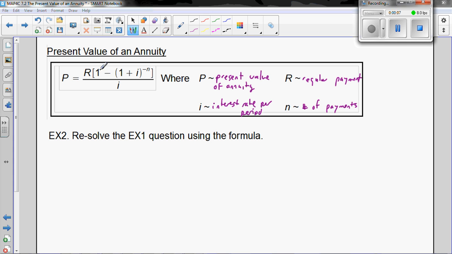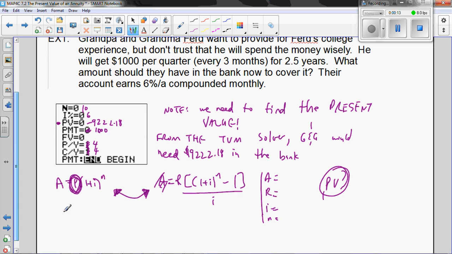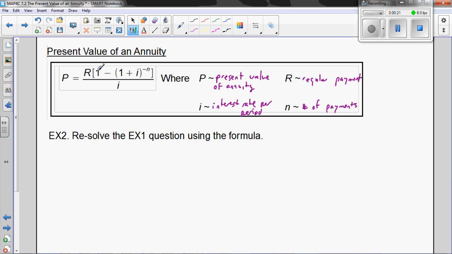Here's the formula, and it looks a lot like the amount at the end, right? Instead of blah minus 1, it's 1 minus blah. The other little tiny difference is that the exponent is negative, and that's for a reason that we don't really need to know. And this is the present value. This is the present value formula.